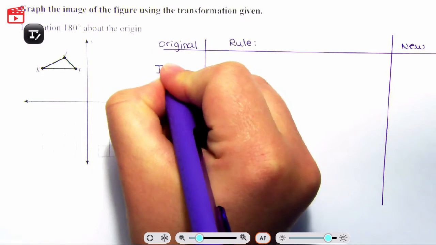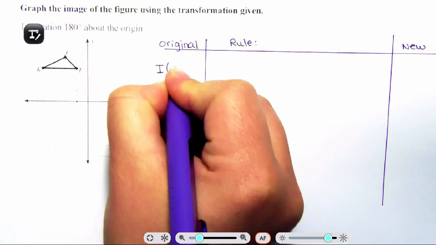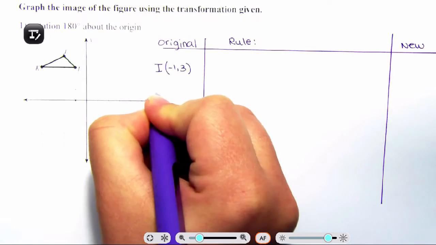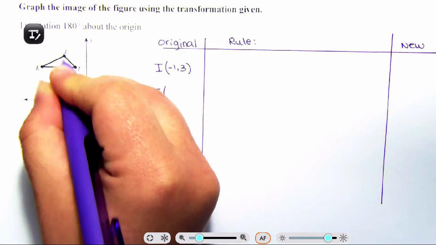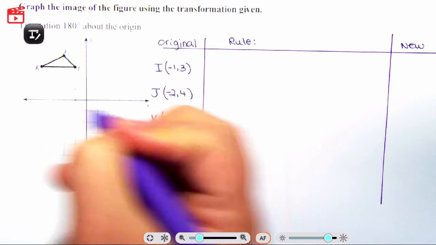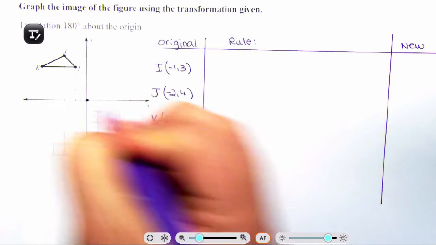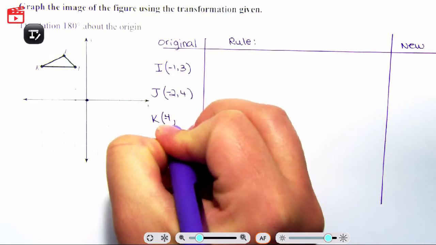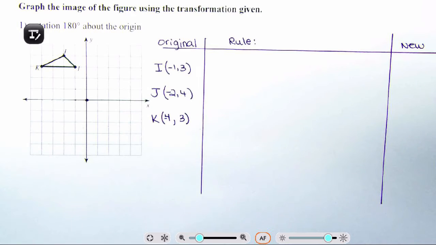Let's start with I. I is at -1 and 1, 2, 3, so -1 and 3. Always label the letters. J is at -2 and 1, 2, 3, 4. And our K value is -1. Here's our origin, so 1, 2, 3, 4, negative, and 1, 2, 3, up. So here are our original points.